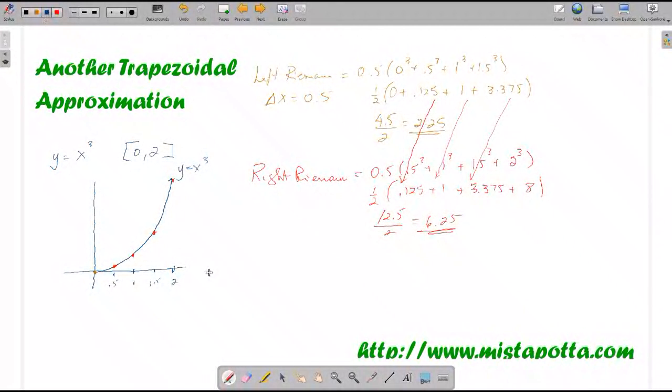And so if I want to find my trapezoidal approximation, I'm essentially going to be adding these two values together and dividing by 2. So I've got 2.25 plus 6.25.